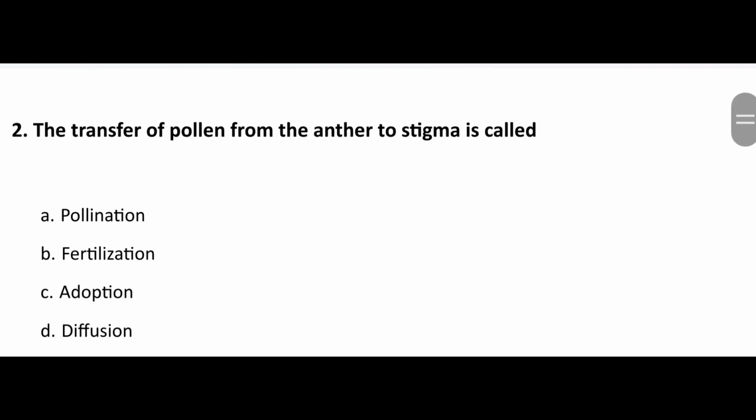Then question number 2, the transfer of pollen from anther to stigma is called, option A pollination, option B fertilization, option C adoption, option D diffusion. So the process is called pollination, where the pollen grain from the anther or male part is transferred to the female receptive part called the stigma.